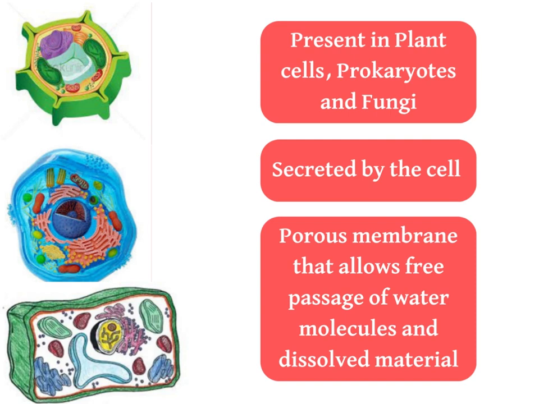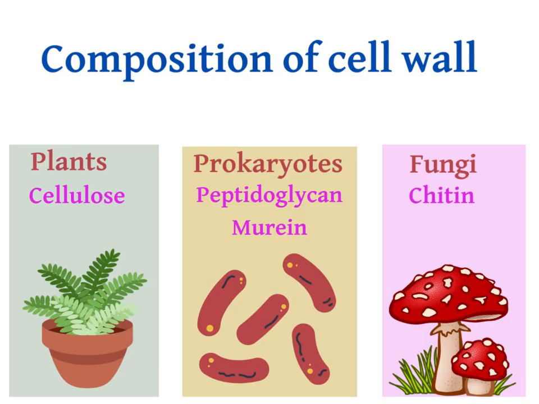So we can say that cell wall is a secretory product of plant cell cytoplasm. Next, cell wall is a porous membrane that allows free passage of water molecules and dissolved material. It means that cell wall is also a permeable membrane. Now we talk about the composition of cell wall in different organisms. In plants, it is made up of cellulose. In prokaryotes, it is made up of peptidoglycan or murein, while in fungi, it is made up of chitin.